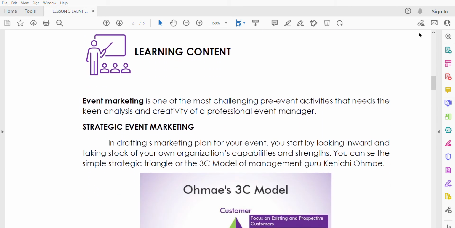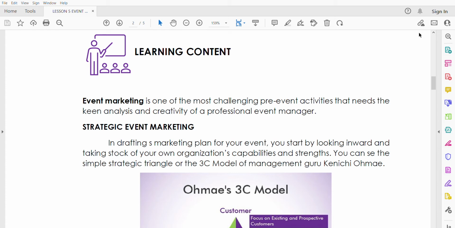So, events are considered as perfect opportunities for companies to connect and engage with their target market. Since events are essentially a way of reaching out from one group to another, a marketing campaign for an event is a must. So, for this lesson, we are going to learn how to sell an event and make it profitable.